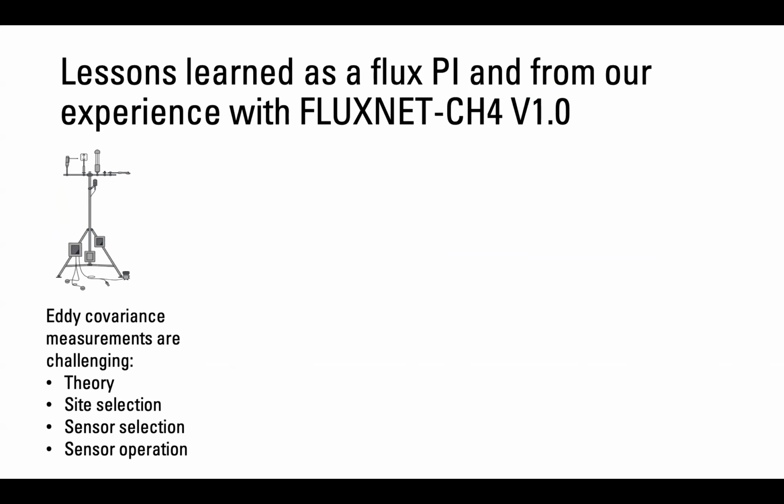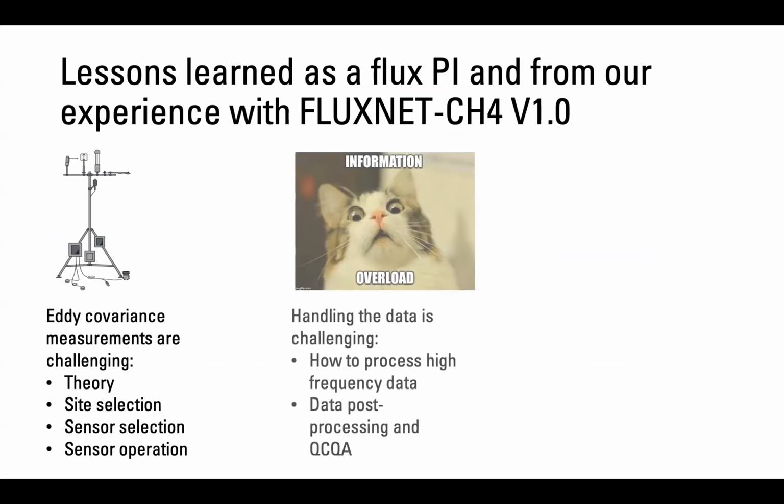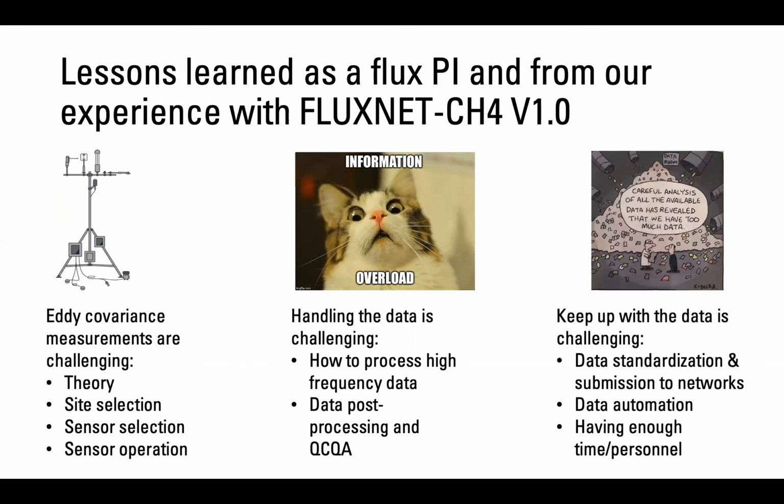We know that eddy covariance measurements are challenging, both in terms of the theory, the site selection, sensor selection and operation, and handling data. How do we do all of this? This can be rather challenging. There's a lot of information that's available, and then it's also challenging to handle all this data. So I think it's really exciting that the different flux networks have been working on different tools and making these tools available. And this is something that we're trying to help with for version 2.